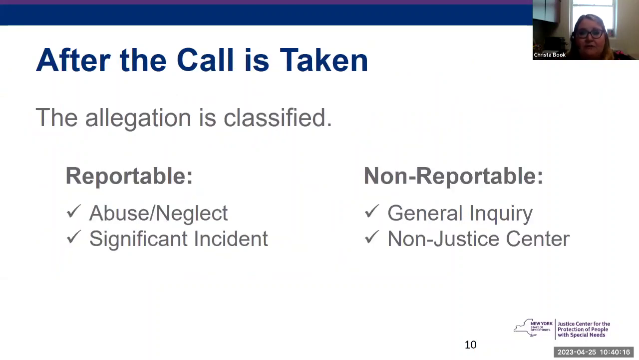So after the call is taken, it's going to be classified. So a reportable incident, which are the numbers we went over earlier, is when it is classified as abuse and neglect, or classified as a significant incident, which would then go back to the agency. A non-reportable is what we call it when someone might call with a general inquiry, or it might be non-Justice Center in general, meaning it's not under our jurisdiction.